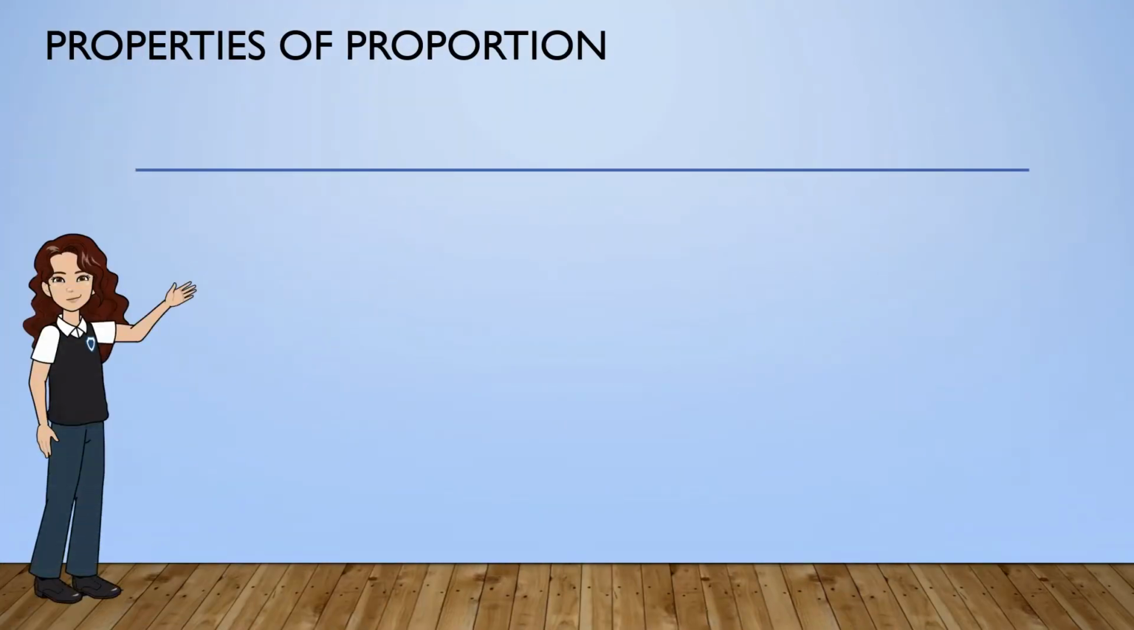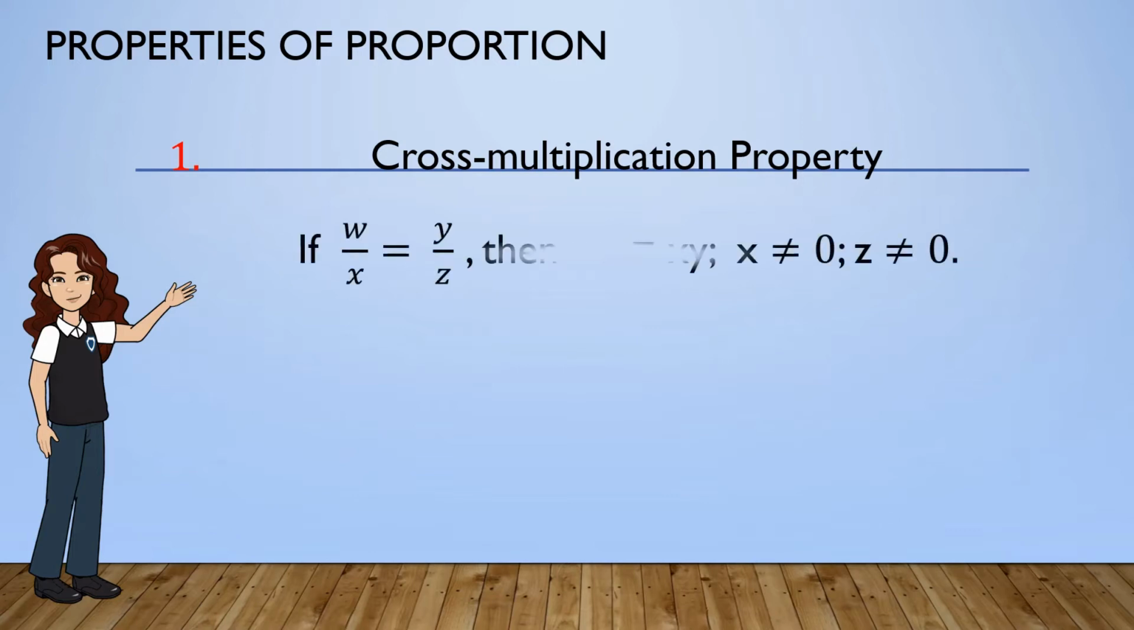So in properties of proportion, number 1, that we call cross multiplication property. If W over X is equal to Y over Z, then we will multiply the means and the extreme. So our extreme is WZ, and this is WZ, is equal to the means, and that is XY. There, so that WZ is equal to XY, provided that X is not equal to 0 and Z is not equal to 0.